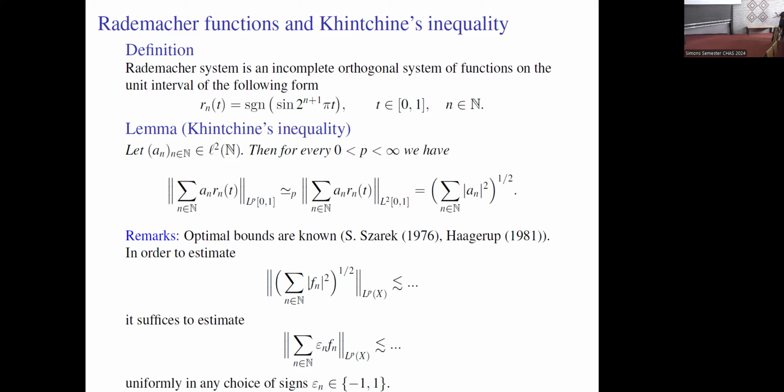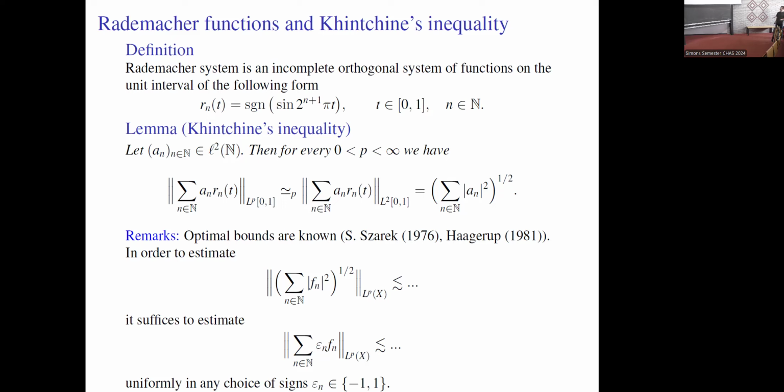And we have the following estimate, which is due to Khinchin. It means that if we take a sequence in small l2, and consider a function on the interval [0,1] such that each Rademacher function has a coefficient a_n, then it happens that all L^p norms are more or less the same. So they are equivalent: any L^p norm is comparable with the L2 norm, and the L2 norm, by orthogonality, is just the small l2 norm of the sequence a.